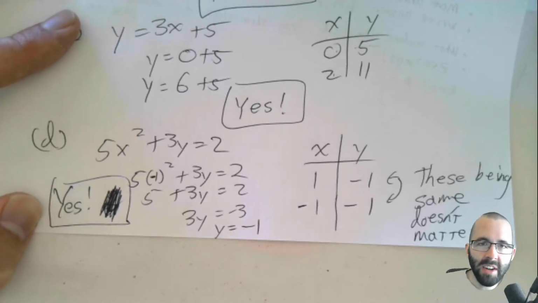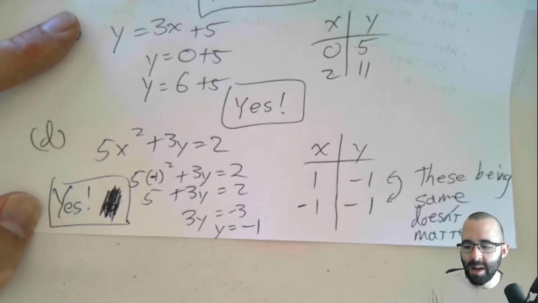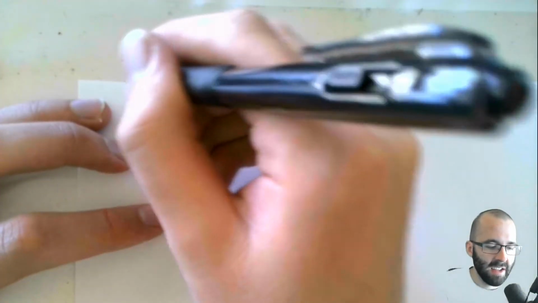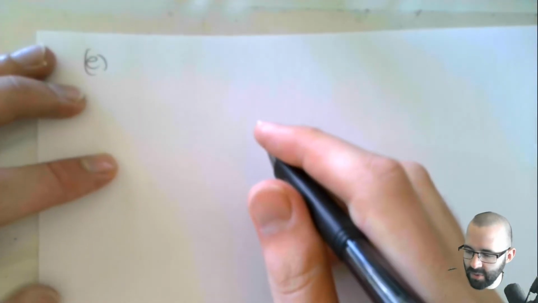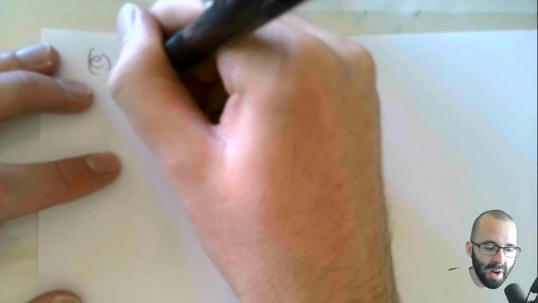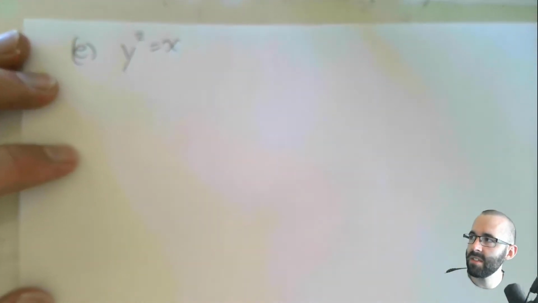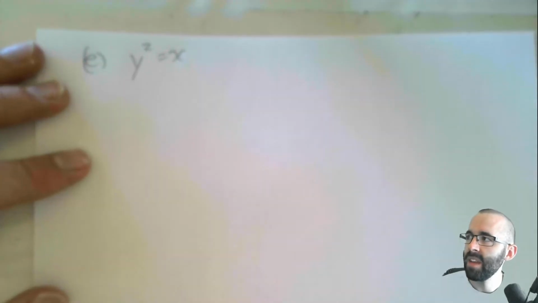So I'm trying to develop a pattern here with a lot of these functions. Let's do 2 more examples, and then I'm going to give a little summary. Part E. Okay. What have we got here? Well, I'll tell you. y squared equals x.